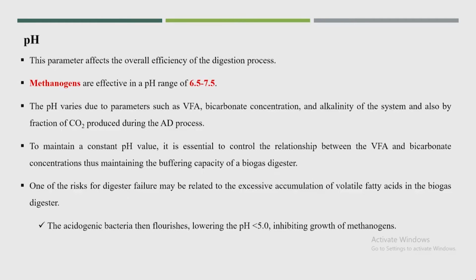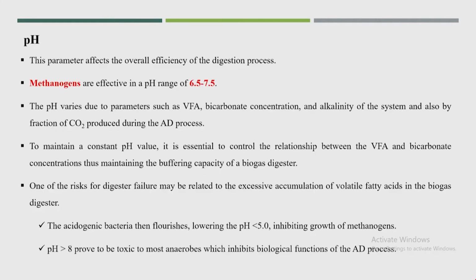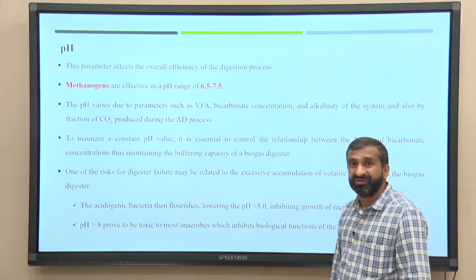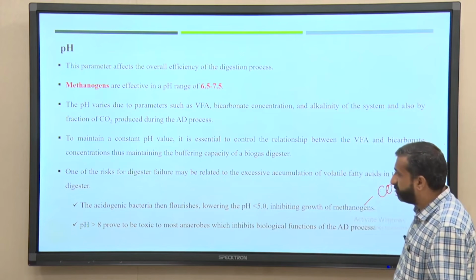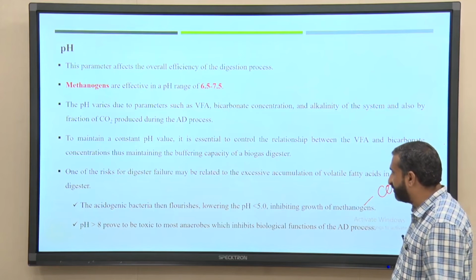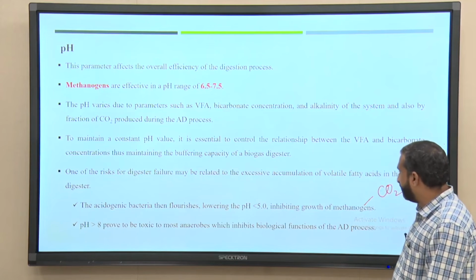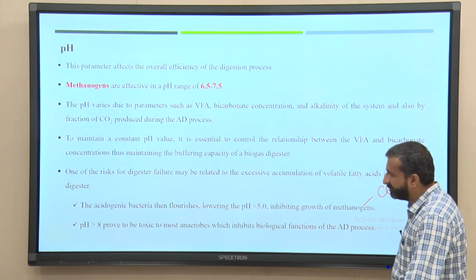The acidogenic bacteria then flourish at this low pH, lowering the pH to 5 and inhibiting growth of methanogens. So, in this case the major gas produced will be carbon dioxide, not methane, and you know that if the carbon dioxide percentage is more than 44%, it will not be a combustible gas. A pH more than 8 also proves to be toxic to most anaerobic bacteria, which inhibits the biological fraction of the anaerobic digestion process.